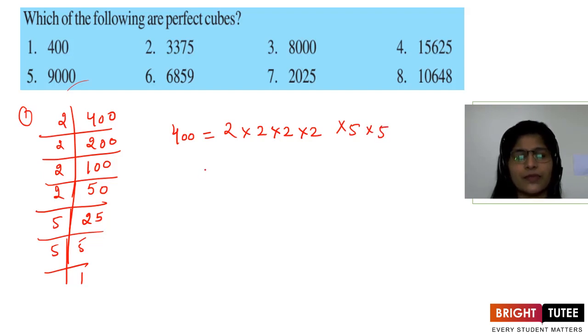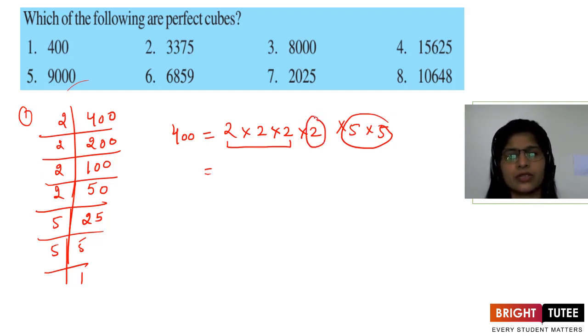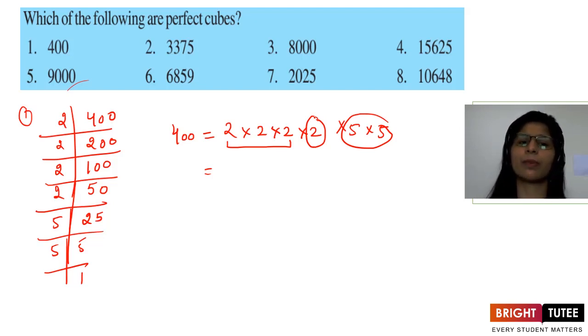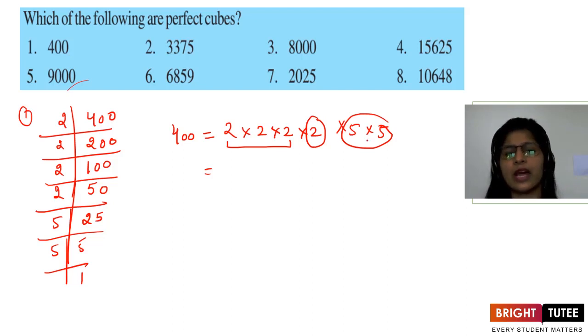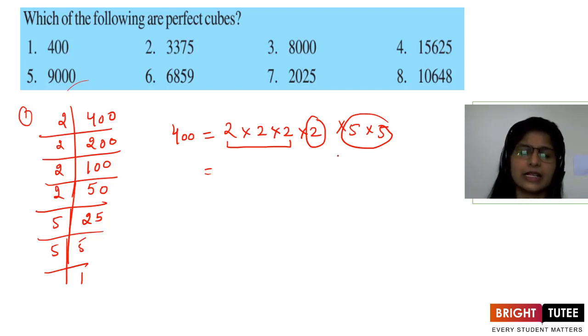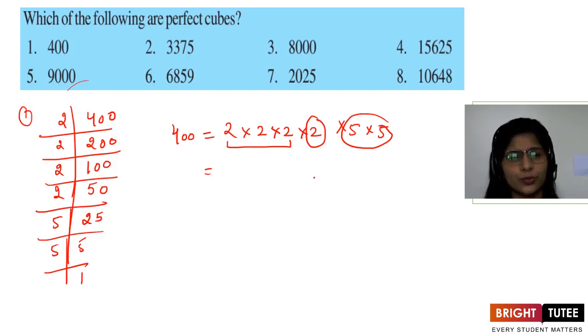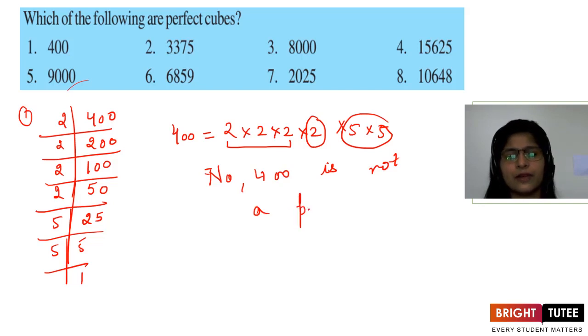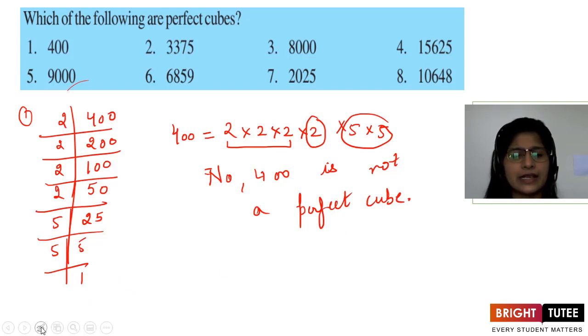5 cross 5. So let's form the triplet. One is this. We can't form a triplet with this, and this is also left unpaired. It is not getting combined with any triplet. So we see that this is not a perfect cube because here we are not getting all the triplets. The prime factors are not converted into triplets, so it is not a perfect cube. Clear? So I'll just write the answer. No, 400 is not a perfect cube. Right? Let's try the second one.